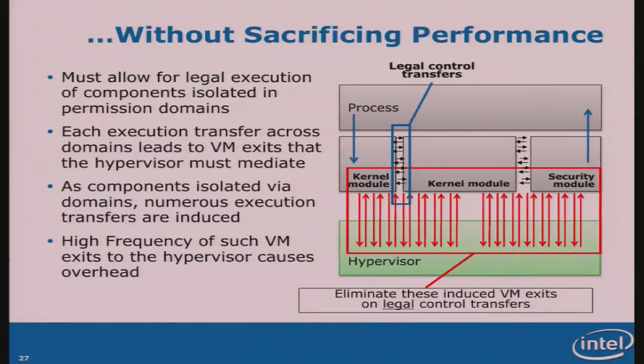So that was one of our key design goals: how do we eliminate these induced VMExits, since by construction the hypervisor is inducing these VMExits where they would normally not occur.